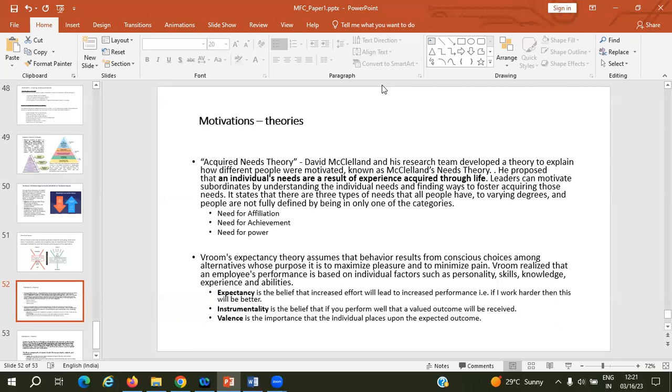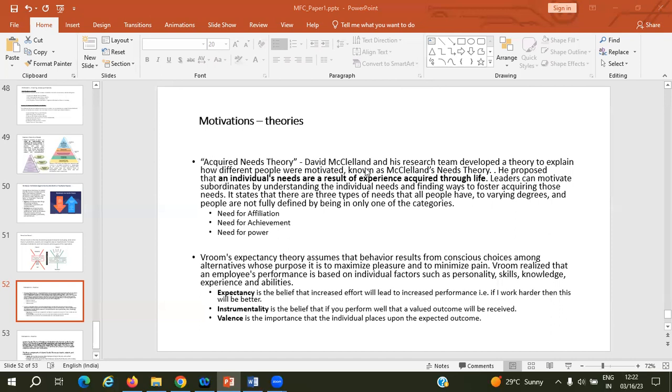You are believing, you are calculating the return, the outcome. Then you are evaluating what value you are getting out of it. So all these are Vroom's expectancy theory. These two theories we are discussing are based on 3 elements each. The first one is acquired need theory: need for affiliation, need for achievement, need for power.